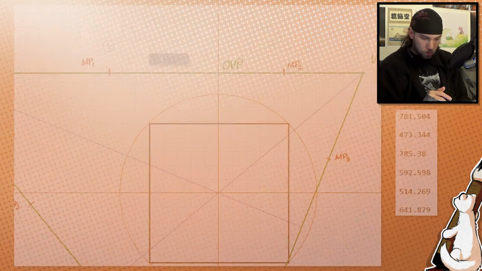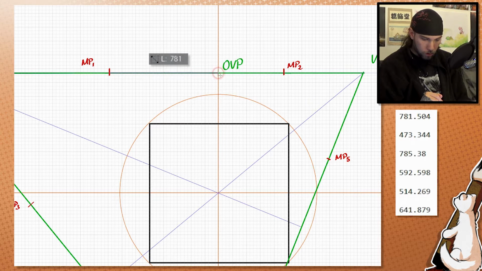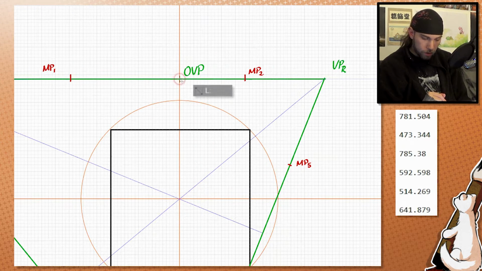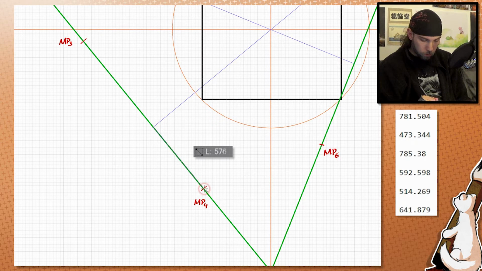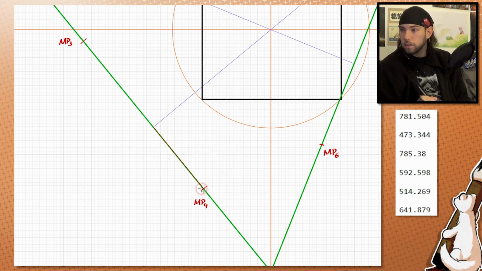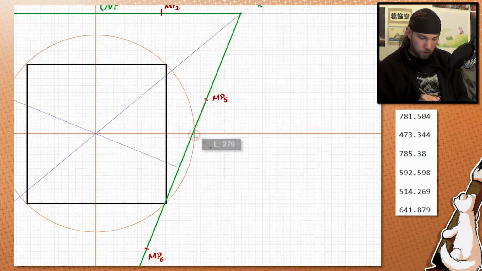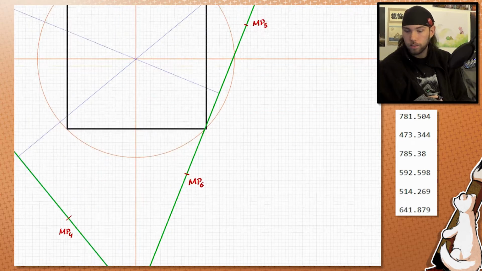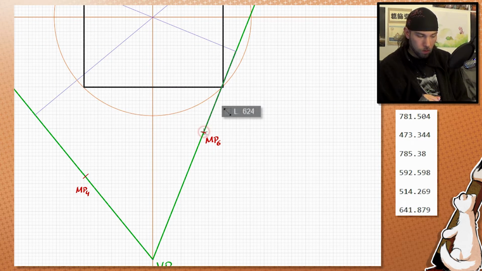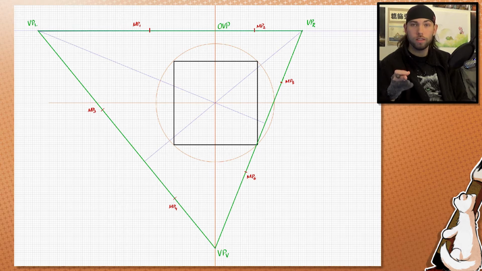Anyway, now let's measure it. So we have here the first distance, M1, which is 780. Yes, close enough. Then the second distance right here, 475 or something, yeah. Then the third one, about 800, close enough. Fourth one, 580, also close enough, let's say. And here 527 or something. Yes, also close enough. And the sixth one, 625. It's close enough. And so instead of drawing all of these lines, you can just calculate it.